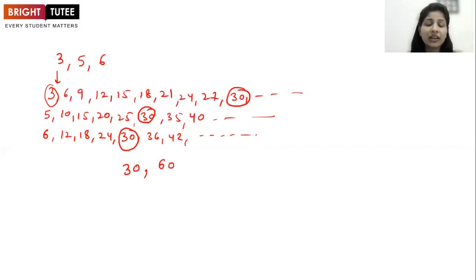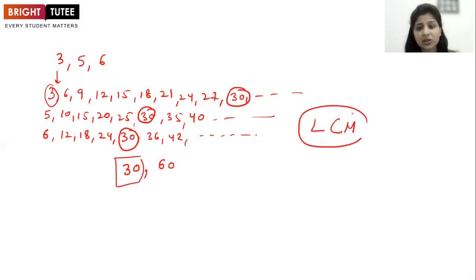Now we will learn in the same chapter the least common multiple. Least common multiple means the number which is least but common. Out of all the common numbers, what is the least number which is common? Like here we started with 30, so 30 is the least common multiple. Least common multiple is also known as LCM. We are going to discuss HCF and LCM later on in the chapter.